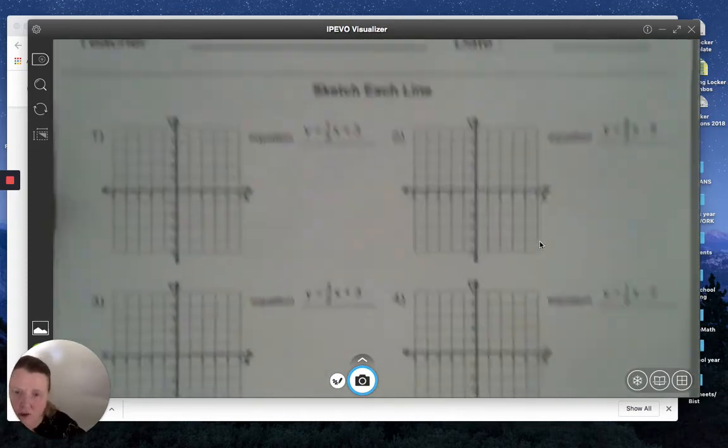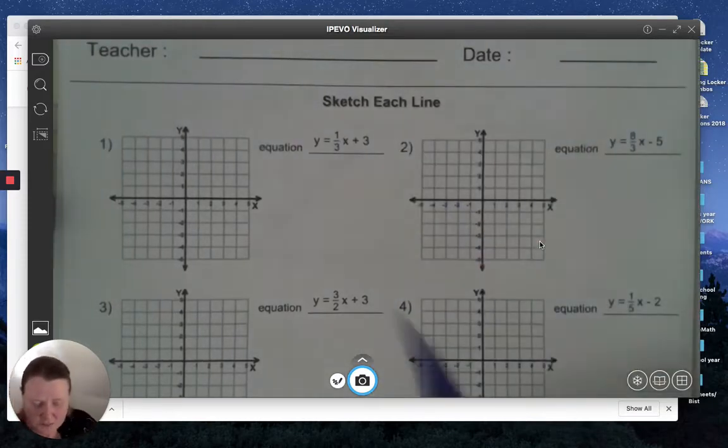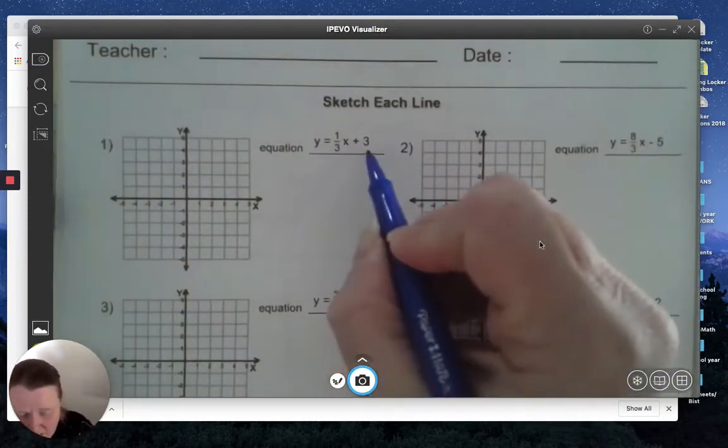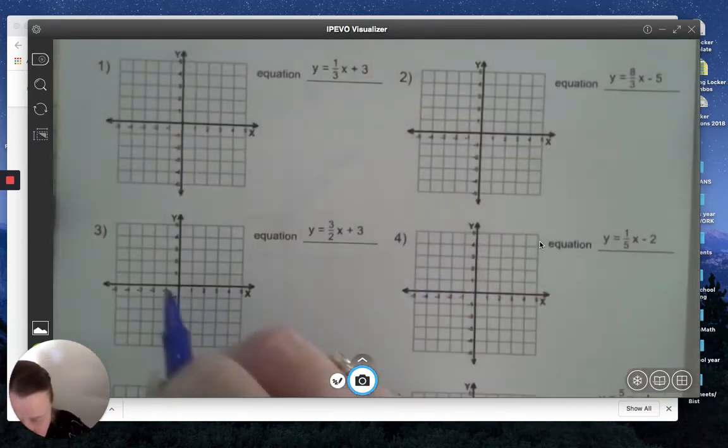Sometimes they're going to already give you the equation, and so you're going to find that it is just as easy to go ahead and start there. And so again, this one is very similar. I'm going to try number 2 down here because it looks a little different.